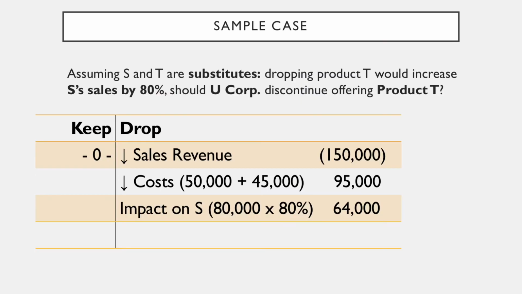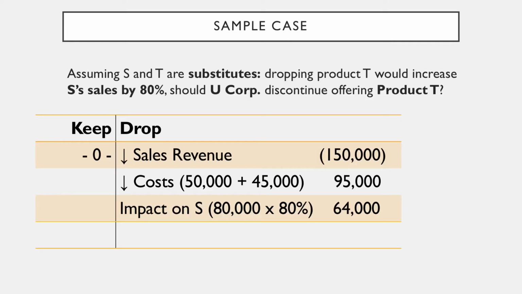This time, S and T are substitutes. So, when they are substitutes, one can be used in lieu of the other. Meaning that if we're going to drop product T, some of the customers will go to product S instead. In this case, the sales of product S would grow by, accordingly, 80%. If sales will grow by 80%, naturally, variable costs, by definition, should also grow by 80%.